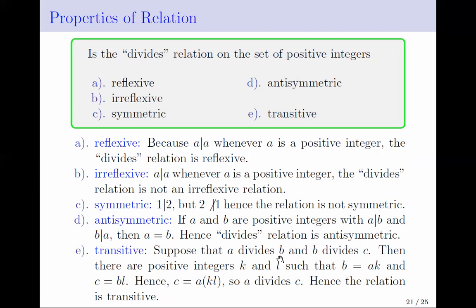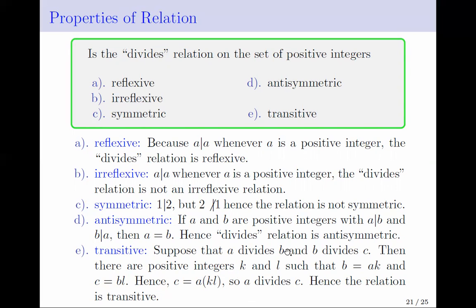Transitive: suppose a divides b and b divides c. When a divides b, we can say that there exist positive integers k and l such that b equals ak, that is, b is a multiple of a. Similarly, b divides c, so c is a multiple of b, c equals bl. Therefore, c equals, replacing b by ak, akl. That is, c is a multiple of a. Therefore, a divides c. Hence, the relation is transitive.